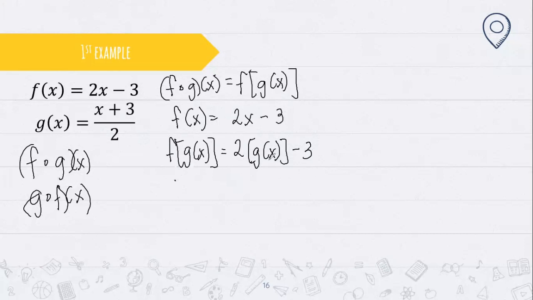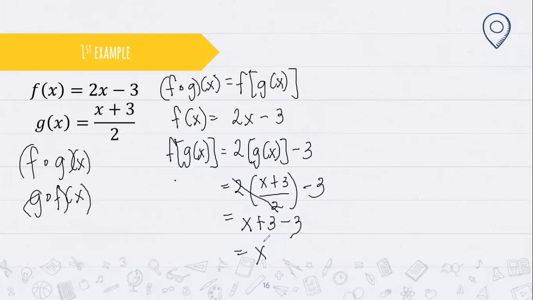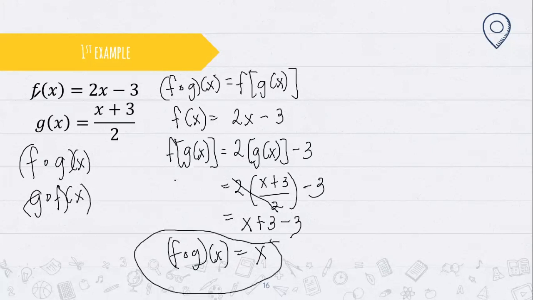So, we have 2 times (x plus 3) over 2, minus 3. O, cancel na si 2. So we have x plus 3 minus 3. Combine like terms, 3 minus 3 ilan? X. Tama? So si f of g of x natin ay equal to x. Ngayon po, kapag x ang sagot, ibig sabihin po, si f of x at g of x ay inverse ng isa't isa.